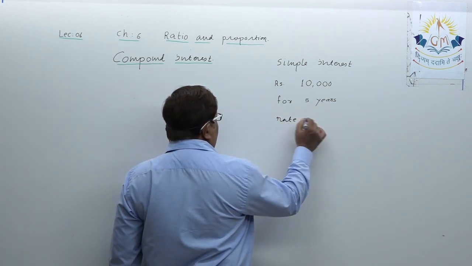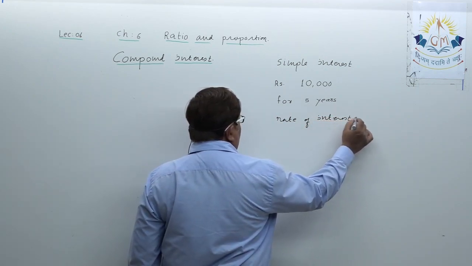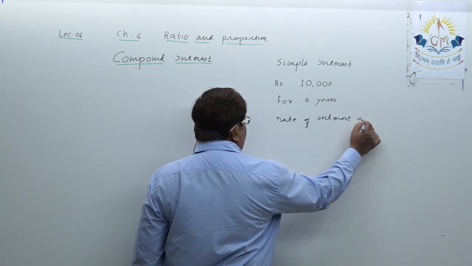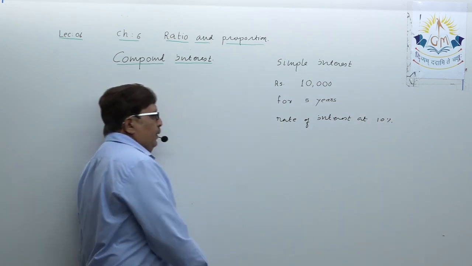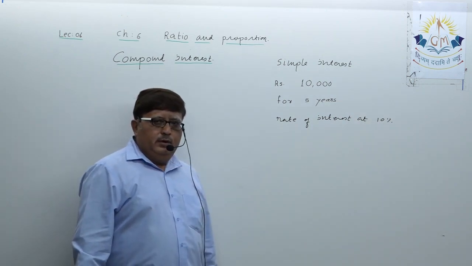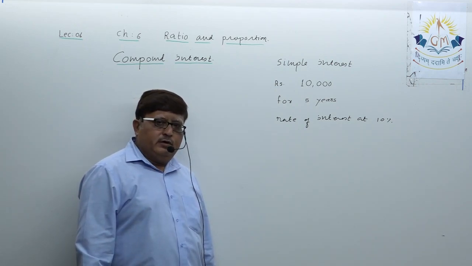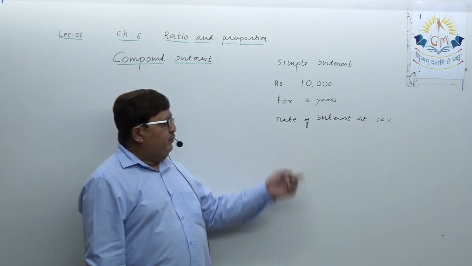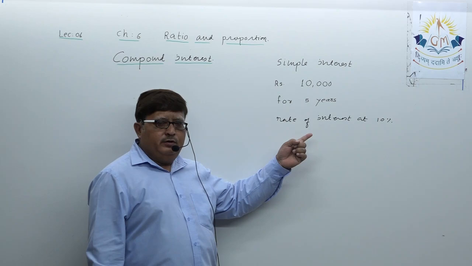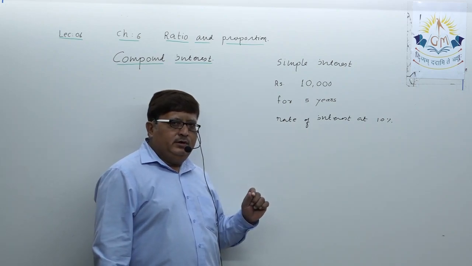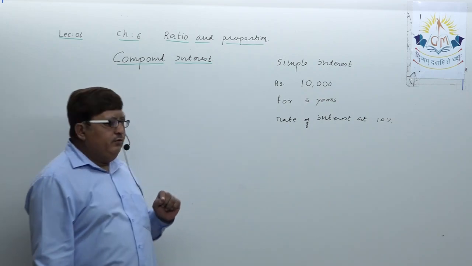Suppose you borrowed on the rate of interest of, suppose, 10%. Every year interest is counted, understand, at the rate of 10% for how many years? 5 years. Now try to understand, dear student.